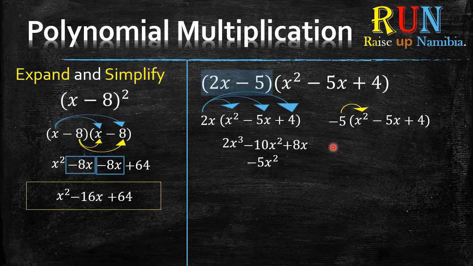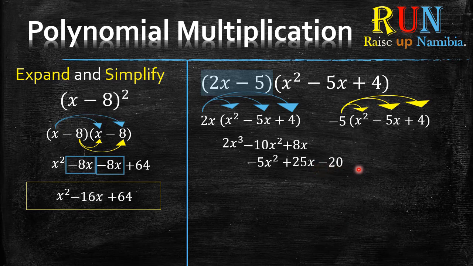Okay? Now we go to the following one. Negative 5 multiplied by negative 5x will give you positive 25x. Now the fact that it's giving you positive 25x, you also align it under its like term, which is the 8x. Okay? Then we say negative 5 multiplied by 4, that will give us negative 20.